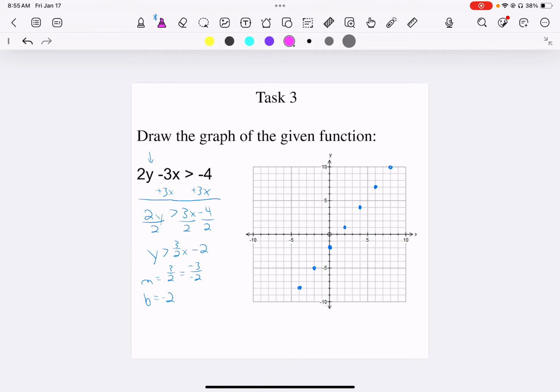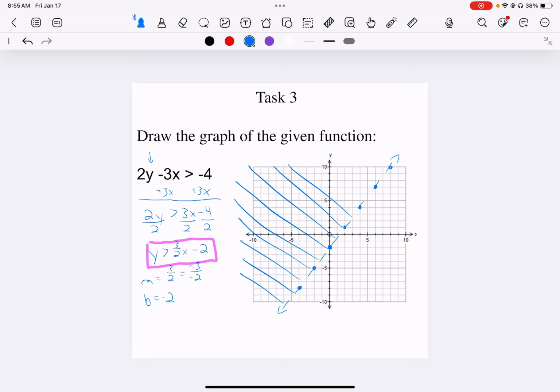Now I'm going to look at my new inequality to determine my shading. So it's just greater than, so I know I'm going to have a dotted line. Still put arrows, and if it's greater than, that means I'm going to shade above it. So I'm going to shade this entire area above it. And notice how I'm drawing my lines all the way through the graph. And then I'm going to label it with the original: 2x minus 3y is greater than negative 4.